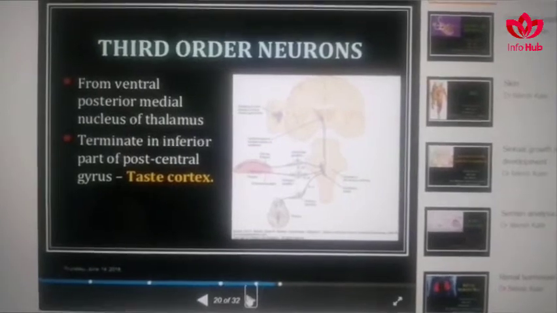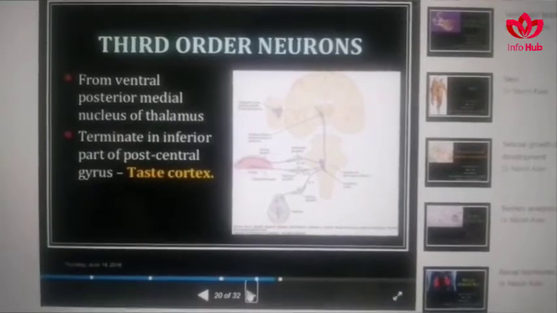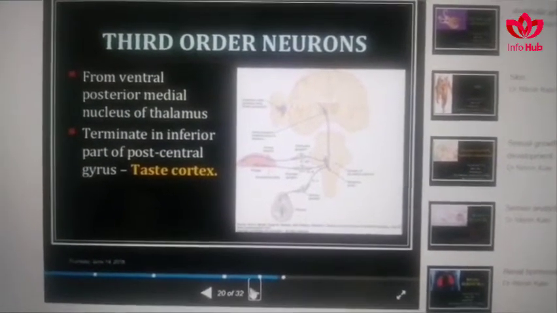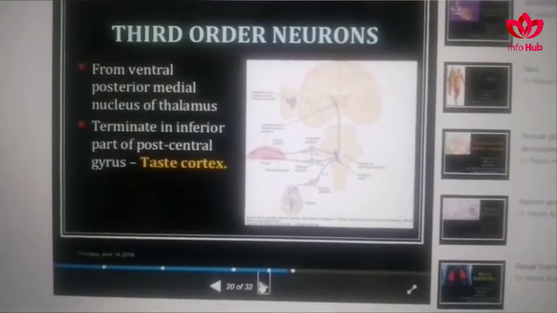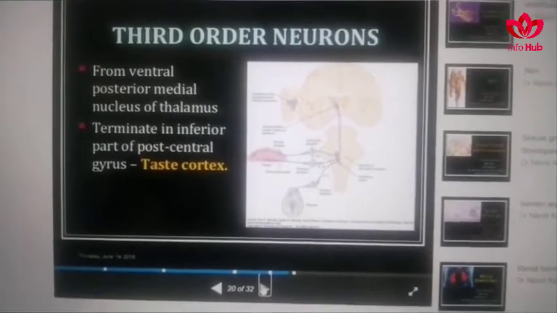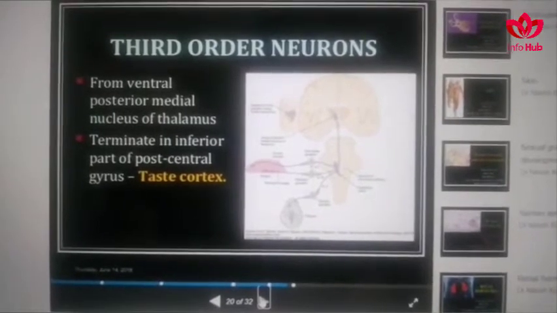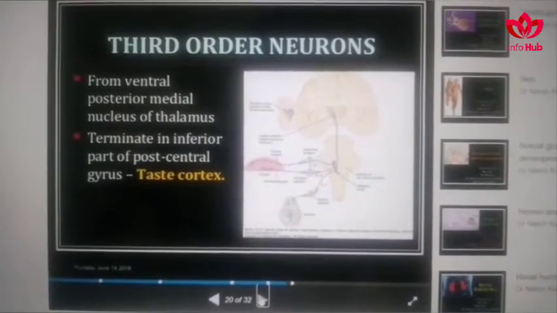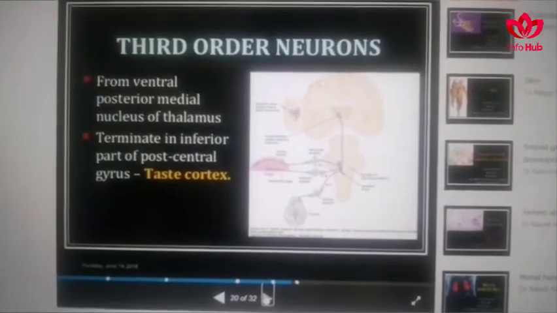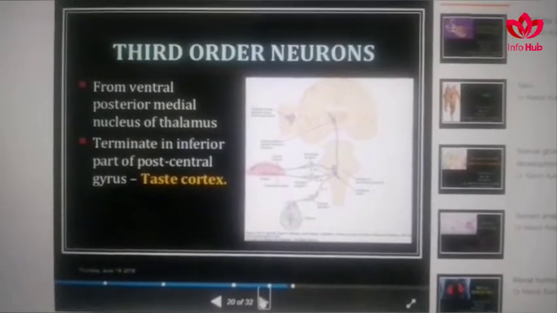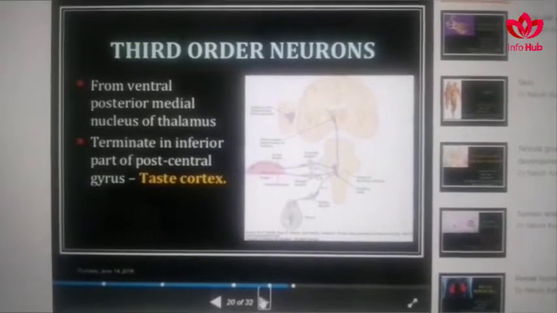The taste pathway, you should remember, is very interlinked with olfaction, the sense of smell. So if you have loss of smell, you will definitely have a problem with the taste sensation, because this pathway goes into various areas. It can go into the hippocampus, so you can have memory of the taste. It can go to the amygdala. It terminates also, as mentioned here, in the inferior part of the postcentral gyrus, and in the insular area, which is very deep to the temporal area.